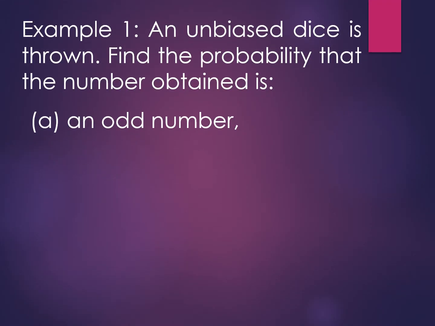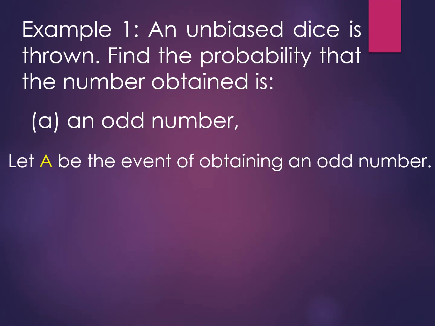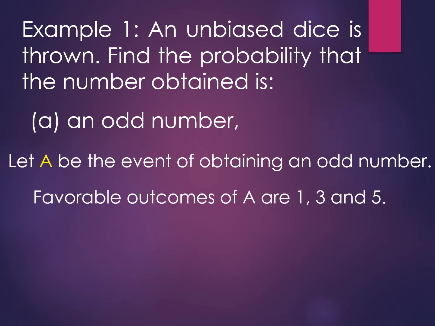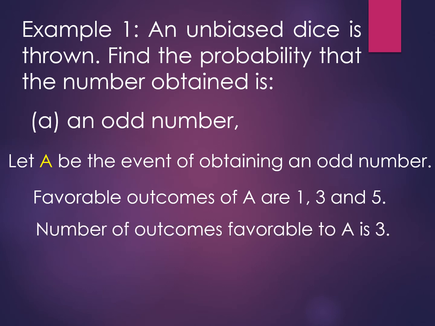So in here, in getting an odd number, let A be the event of obtaining an odd number. Then the favorable outcomes of A are 1, 3, and 5. They are all odd. And then the number of outcomes favorable to A is 3. So therefore, the probability of A equals 3 over 6. Reducing it to the lowest term, we have 1/2.